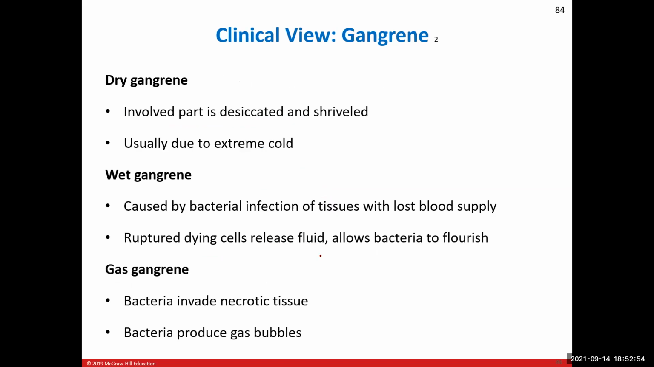A couple different types of gangrene: we have dry, wet, and gas gangrene. The dry gangrene is the one that I was talking to you about in the extreme cold. It decreases the blood flow to those areas, and then the tissue there will start to just deteriorate, or what we call desiccate. Basically it just dries up. That's what desiccation means. It means to dry up.